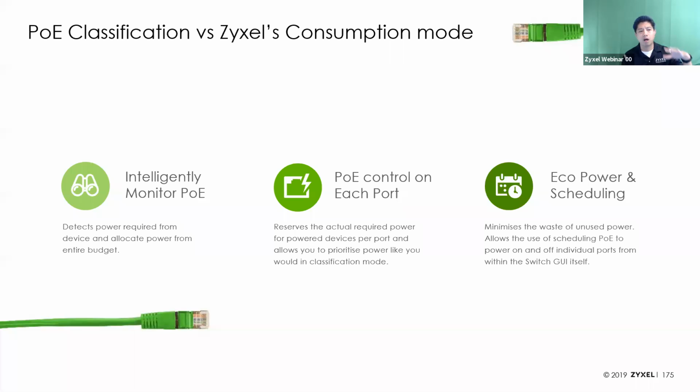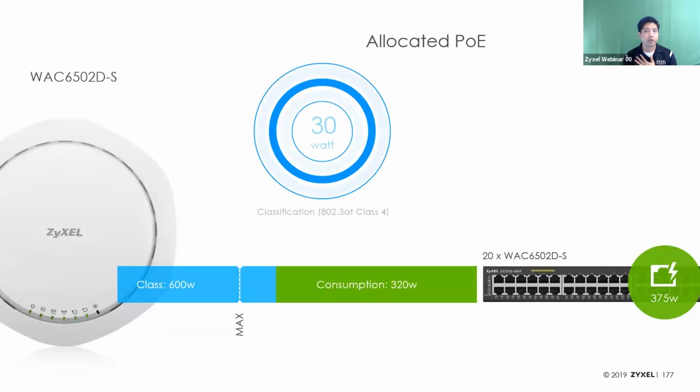We can actually detect and monitor the actual draw of the devices and then use that against the budget. In typical classification mode, which a lot of other solutions out there use, they will budget out the entire classification. So if a device says, hey, I'm a class 802.3at or af solution, then it will be 15 watts, and it'll be put up against the budget. And I'll show you an example in just a second. But because it's a managed solution, you can also control what each PoE port does. You can schedule things, you can turn different access points on and off to do a reset.